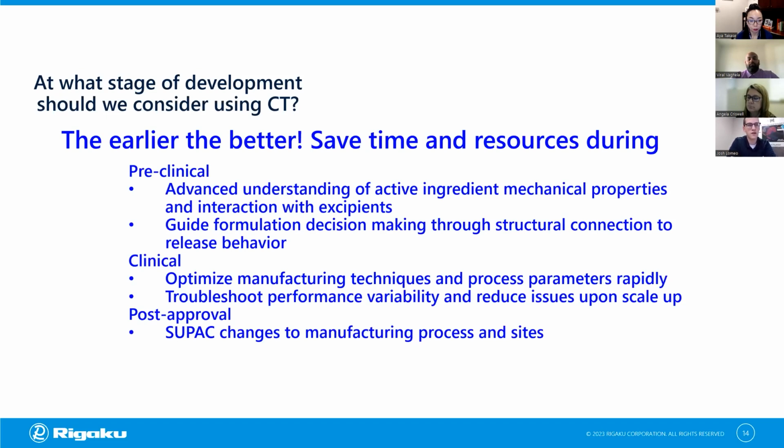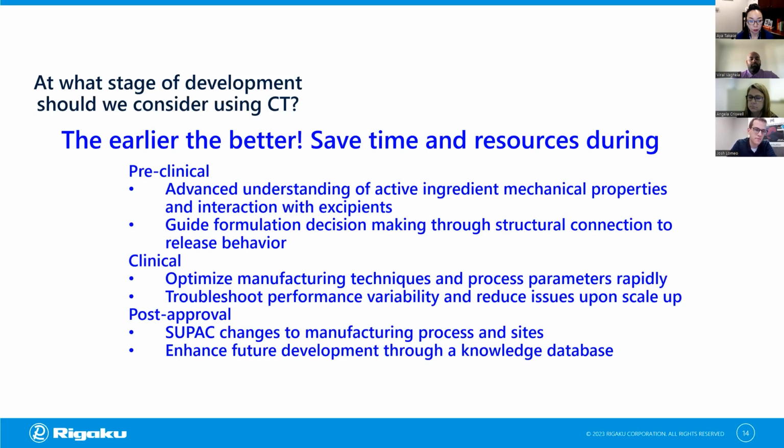a common area here is SUPAC. This is a regulatory component where we may change the manufacturing process or site, and we need to ensure that the drug product quality and efficacy is equivalent to our previous manufacturing process and previous sites. This is a way where CT analysis can prove quite valuable to demonstrate structural equivalence between old and new locations, as an example.